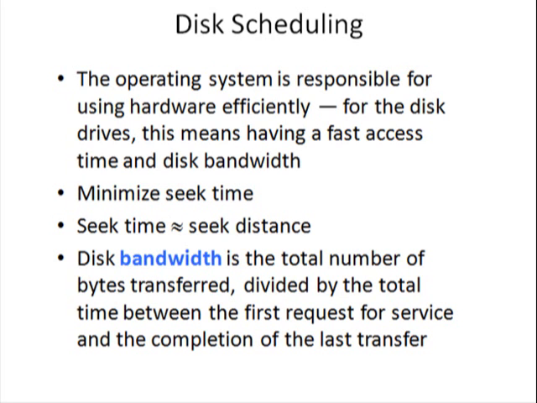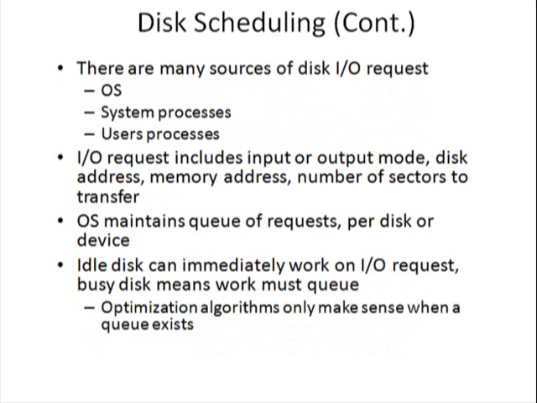Then the disk bandwidth is given by the total number of bytes transferred divided by the total time between the first request for service and the completion of the last transfer. Now there are various sources of disk I/O requests. These can be from the OS itself, the system processes, as well as from user processes.